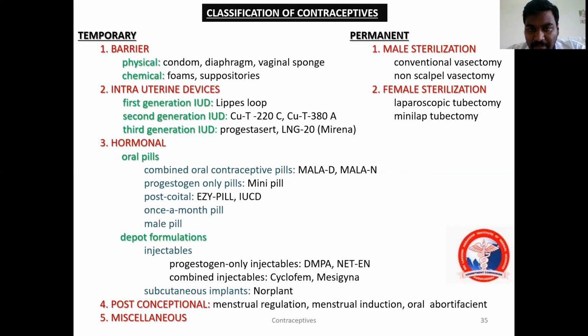And the counterpart is female sterilization. Under this, mini-lap tubectomy and laparoscopic tubectomy are available. So these are the broad classifications available in the public health sector at different health system levels. We will see in detail the other methods available in the successive session.